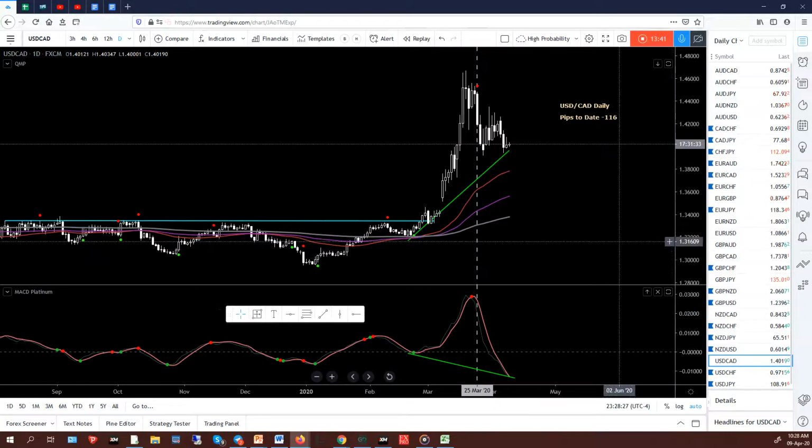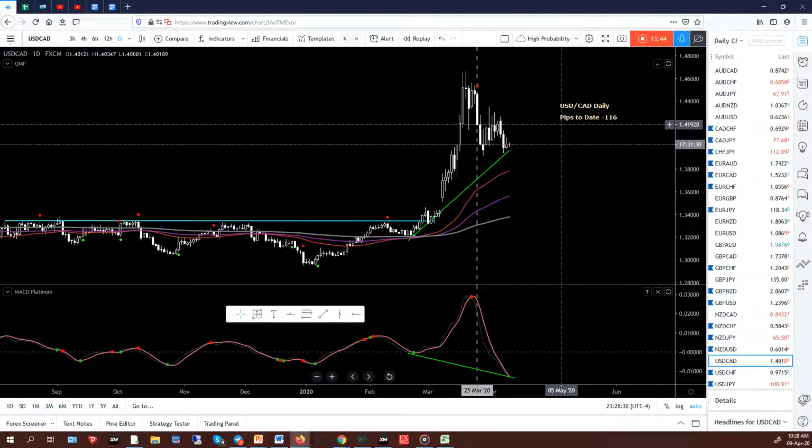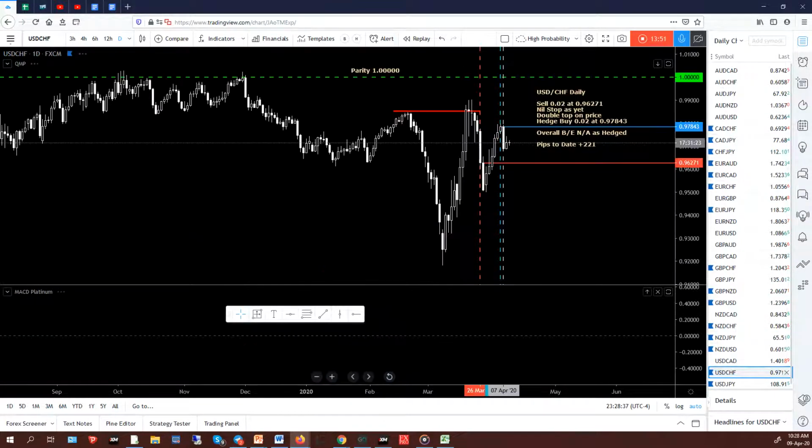USD CAD, nothing happening. It's the only pair I'm negative in overall. As we know, my sob story about USD and the Canadian dollar. USD Swiss franc.